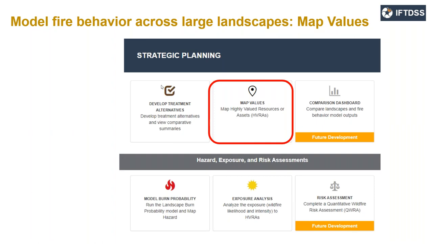So continuing with looking at fire behavior across large landscapes, we released in December something called map values. We decided when we were developing quantitative risk assessment analysis that we would release it in pieces rather than waiting for the whole shebang to be ready, because it's fairly extensive to build. So the first piece that we released is called map values, or map highly valued resources and HVRAs.